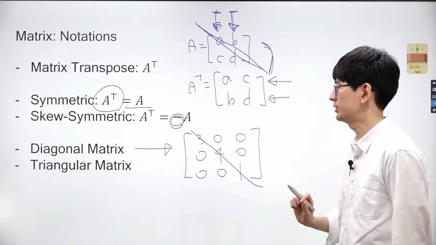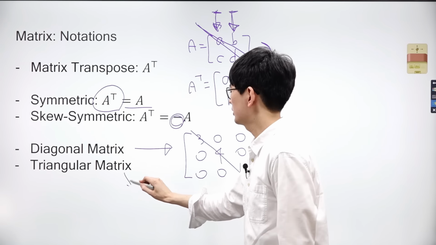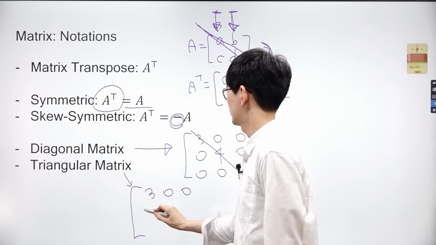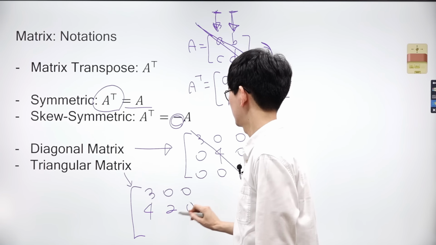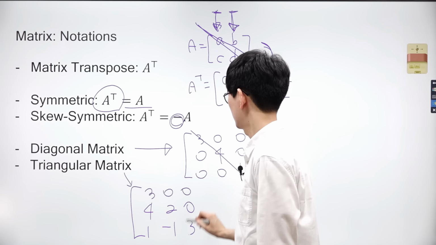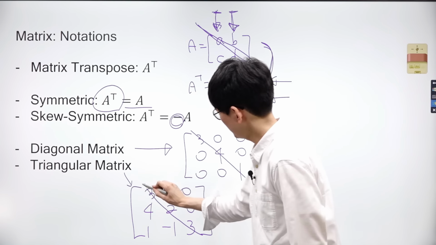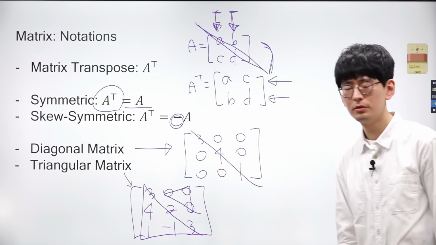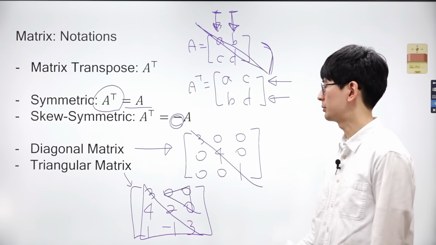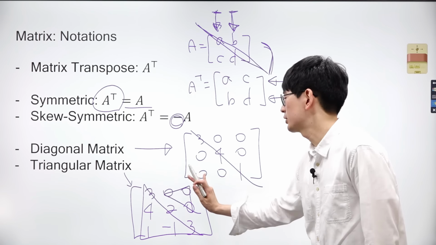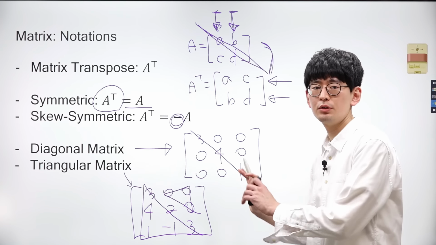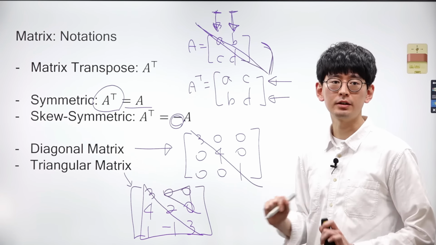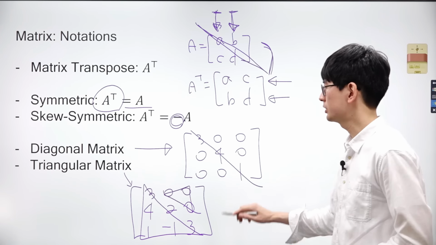The main diagonal of a matrix consists of the elements where the row index equals the column index. A triangular matrix is a special type of square matrix where all the entries above or below the main diagonal are 0. Depending on whether the non-zero entries are above or below the main diagonal, we classify triangular matrices into two types: upper triangular matrices and lower triangular matrices.